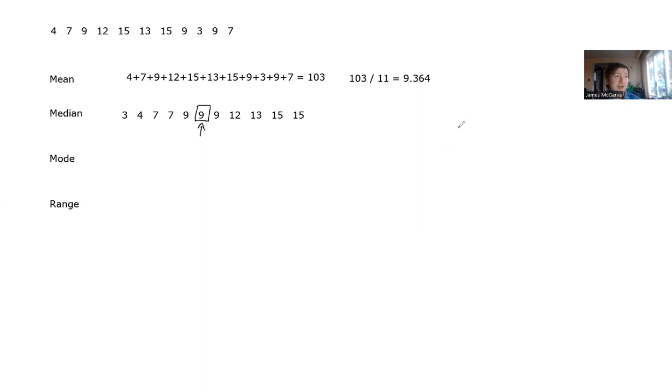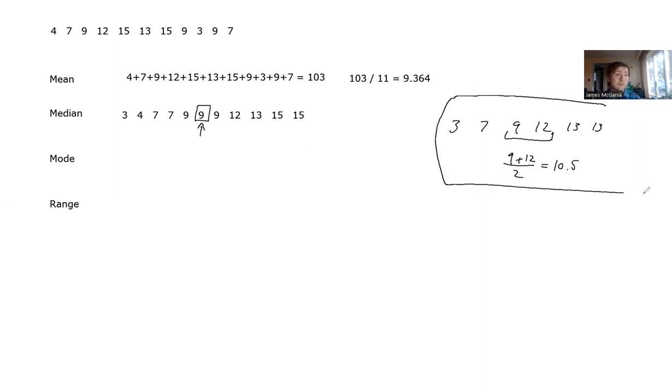Right, so a simple example of that: if I had 3, 7, 9, 12, 13, 13, there are 6 numbers in this list. It's an even number of numbers. So I would take these 2 and I would do 9 plus 12 over 2 to get their average, right? What's exactly halfway between 9 and 12? And we would get 10.5. Right? So that's how you would do it if you had an even number of data points.